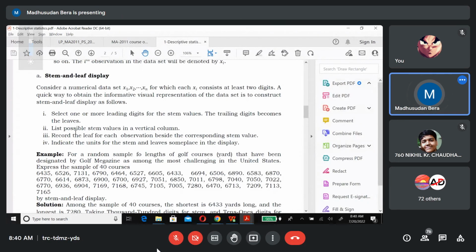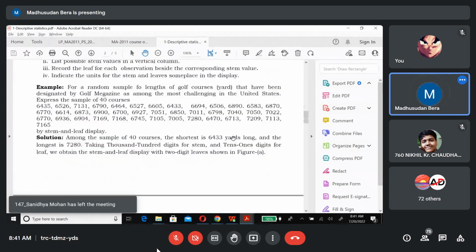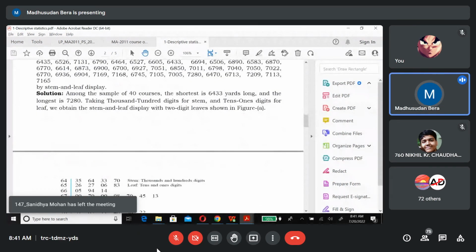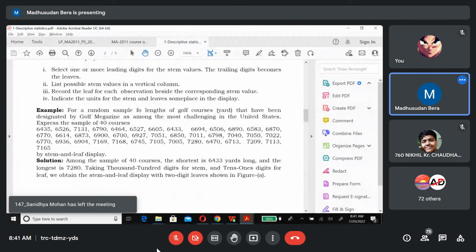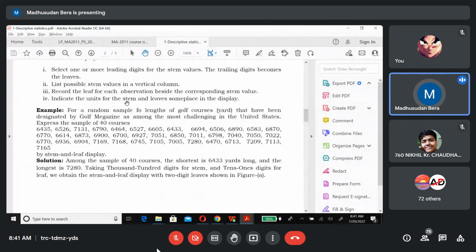List possible stem values in a vertical column. List all possible stem values in a vertical column, and record the leaf for each observation beside the corresponding stem value. Here, on the right side, we are writing the stem value, and indicate the units for the stem and leaf someplace in the display.